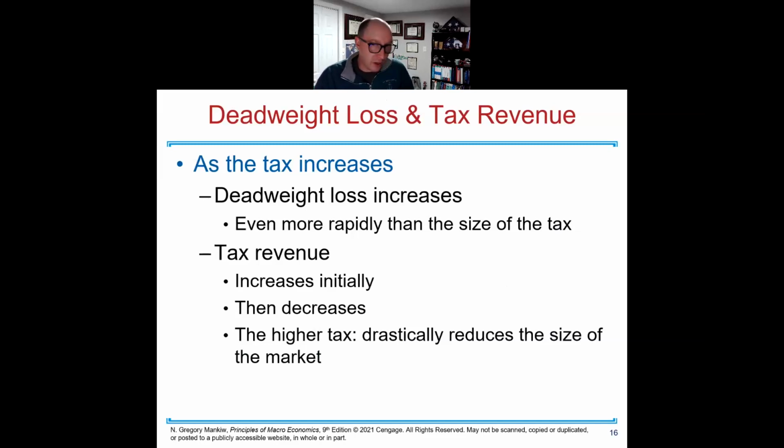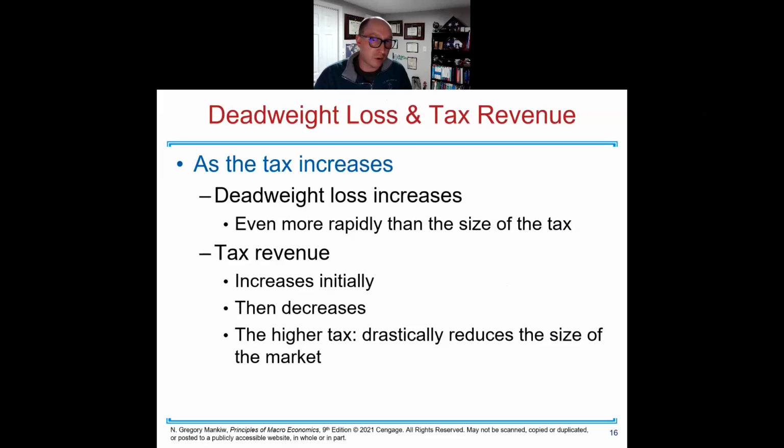Tax revenue is what the government collects, right? So the government considers taxes revenue. Think of the government as being a business. How does the government earn money? Through taxes, right? That's how the government operates, through the collection of taxes.